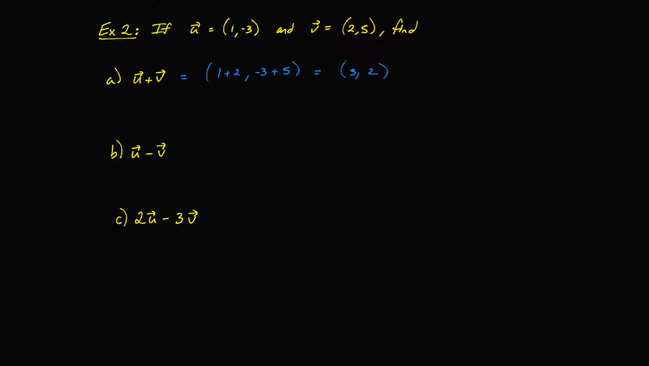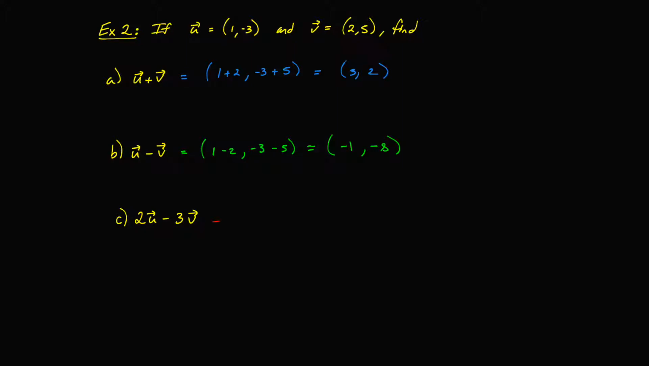Off to the next one. So in this case, we're going to do something similar for the vector subtraction. 1 minus 2, comma, negative 3 minus 5. And that's going to simply be negative 1, and this is going to be minus 8. And that's going to be our component form for the vector operation of vector u minus vector v.